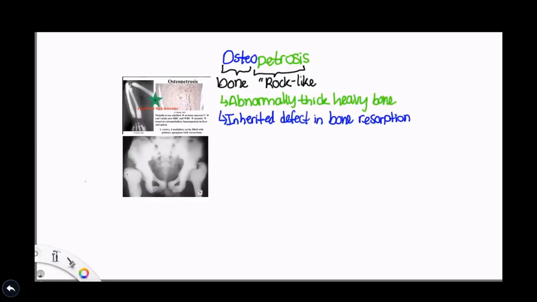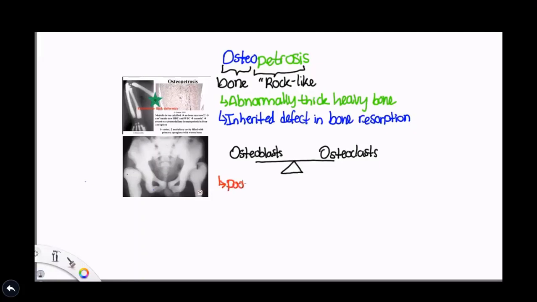Now, if you remember, bone formation is a balance between osteoblasts, which lay down bone, and osteoclasts, which resorb bone. This balance is constantly occurring throughout life so that you're always laying down some bone and always resorbing some bone. A defect in bone resorption, in which you're constantly laying down bone but can't resorb it, results in an abnormally thick and heavy bone. Despite it being abnormally thick and heavy, it fractures easily. Think of it like a piece of chalk. A piece of chalk is thick, but you can easily crack it.